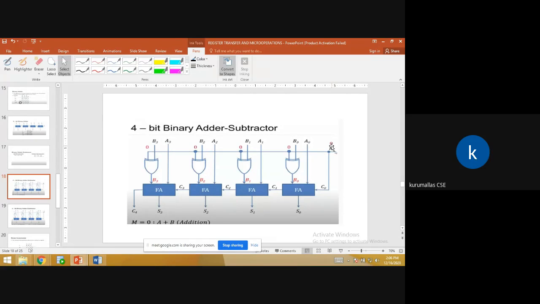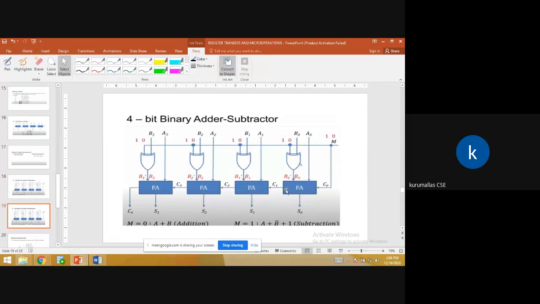If M is 0, this 0 is sent to the XOR gate along with B0, so it acts as the input B0. If you give 0 to the XOR gate, the output is B0 itself. If M equals 1, the XOR gives the complement of B0. Similarly for B1, B2 and B3. This is the binary subtractor.